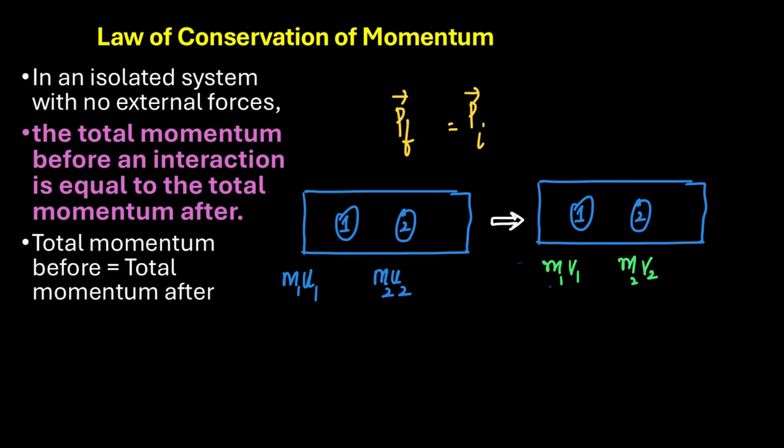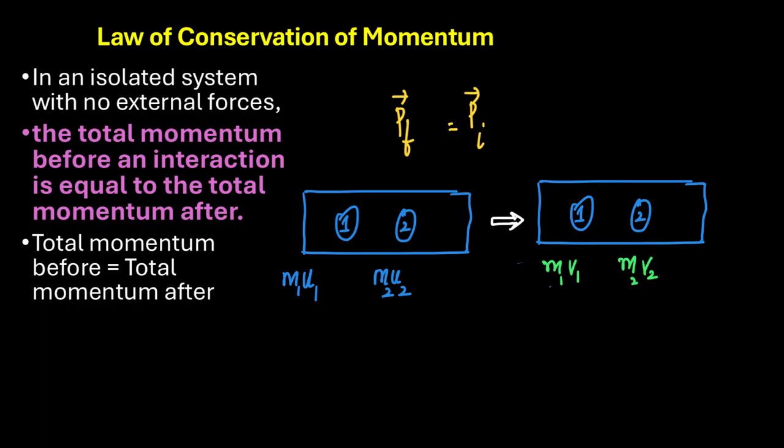So the law of conservation of momentum says that in an isolated system with no external force, see, these two words are really important. They are in fact very crucial. Isolated and no external. The total momentum before an interaction is equal to the total momentum after it. So if we have a system here with two masses, 1 and 2, with initial velocities u1 and u2 and final velocities v1 and v2, then the initial momentum should be equal to the final momentum if this system is isolated and the net external force acting is 0.